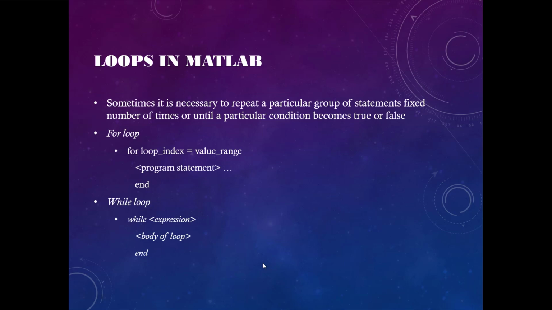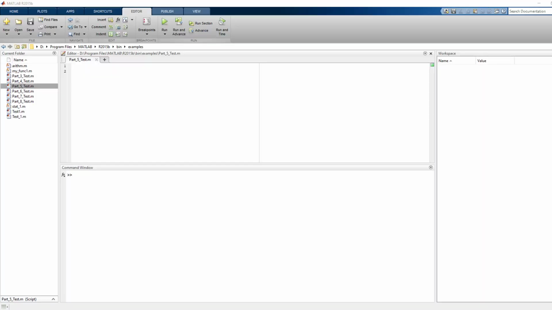So the syntax for a for loop is as shown. For, loop index is equal to value or range, then the program statements, then end. The same goes for the while loop. So let's go to the examples for the same.